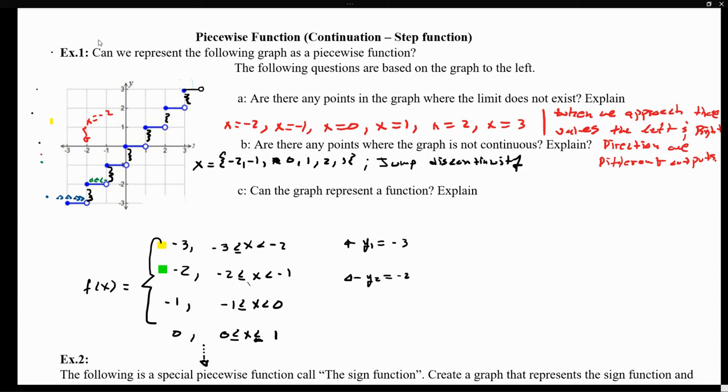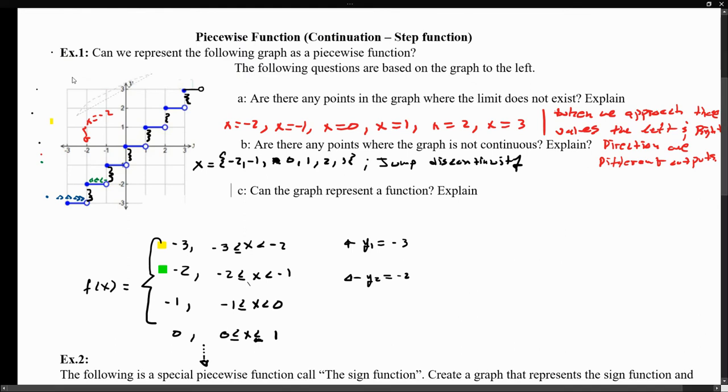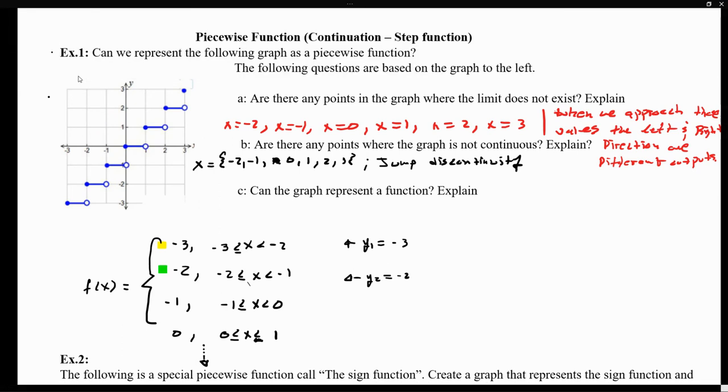Now, can the graph represent a function? If we already know the graph and we have a visual representation of the function, recall that there's an easy way that we can use to see if we have a function. That's the vertical line test. So let's see, does this step function fail or pass the vertical line test?